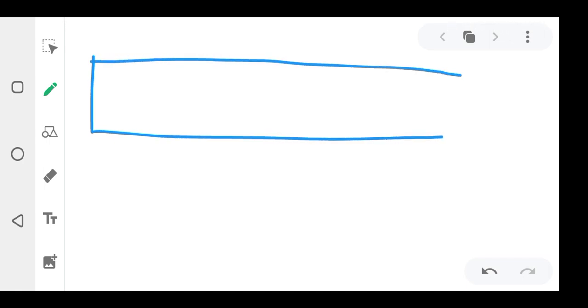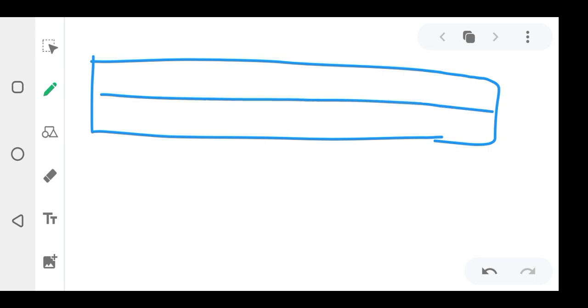Okay, sometimes they may bring for you tables. A table like this, they can bring for you tables. An example would be like this table. I'm just trying to make you understand.